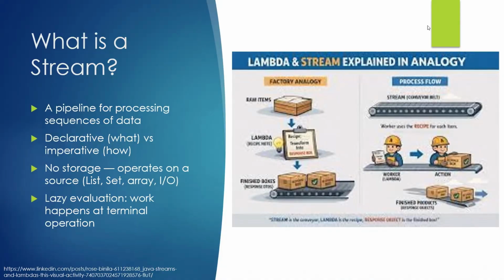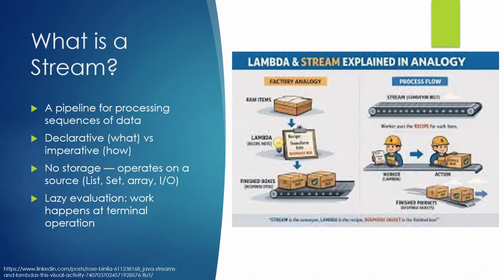What is a stream? A stream is a pipeline for processing sequences of data. It takes a declarative approach, so we're more concerned about what it does than how it does it. And no storage. It operates on a source, so a list, a set, some kind of collection. And lazy execution, so the work only happens at the terminal operation.